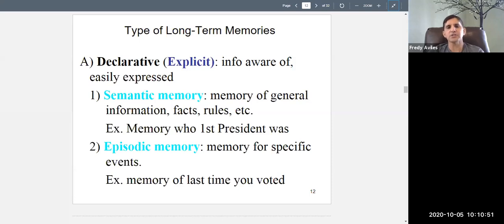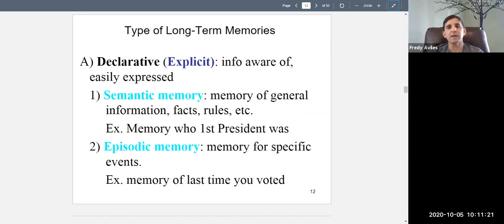General facts, information, who was the first president? You know, what is the name of our current president? You know, that kind of stuff. That's all semantic memory. It's memory for things that involve words, okay? But we also have episodic memories, memory for specific events. Memory of the last time you voted, if you've ever voted, or memory of your last birthday, or the memory of your first kiss or something like that. Those are episodic memories. They're episodes in your life, specific events in your life.